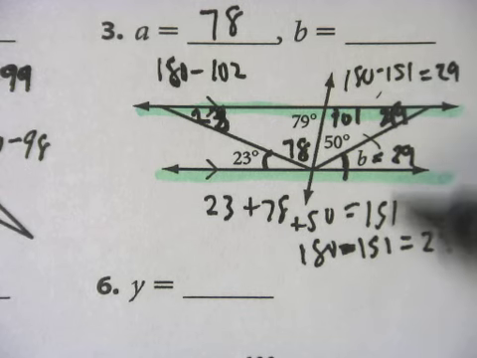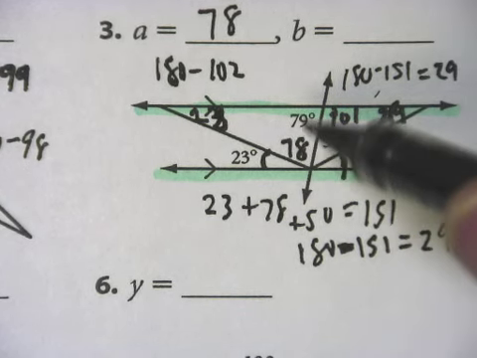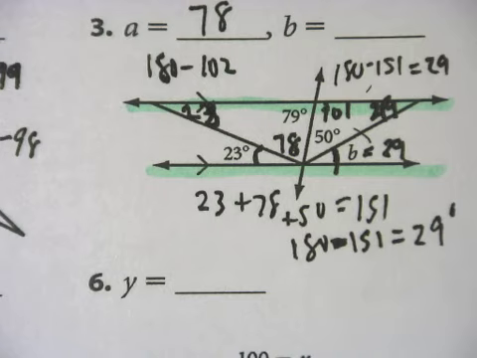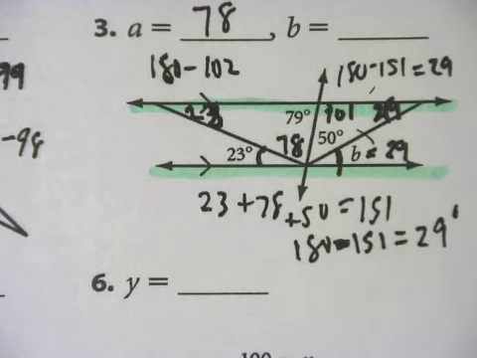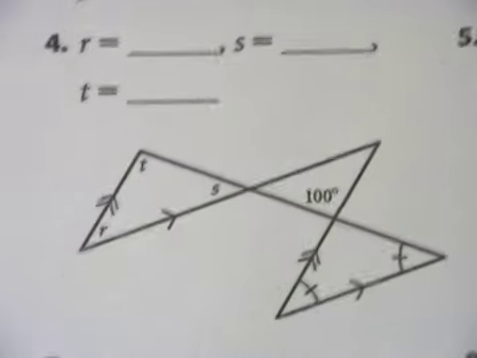So you can go about it this way, or you can go about it this way. Just as long as you know that in a triangle you have 180 degrees, and about linear pairs, you can use that information.